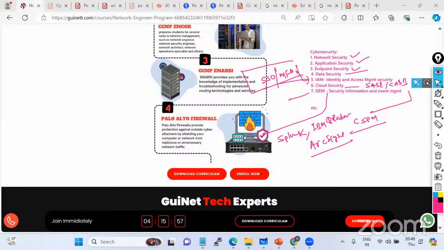But if you want to protect just the network devices, router, switch, firewall, AP management, these things, then you are a network engineer.